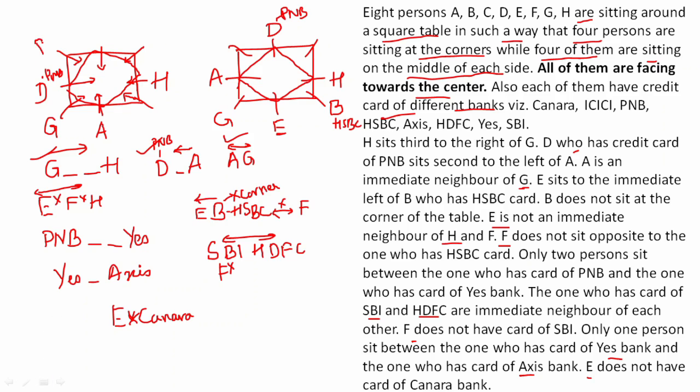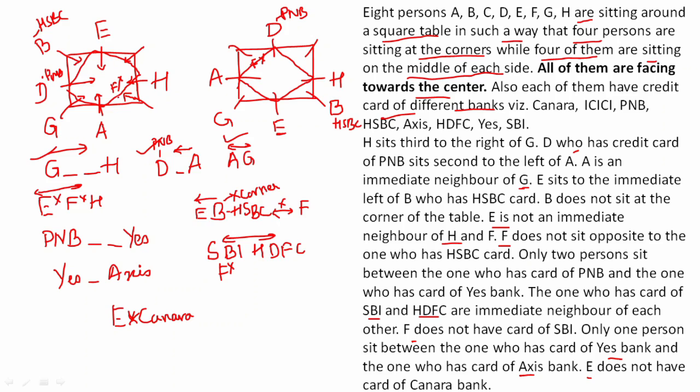So B I will put here. This is now the middle, and E will come here. B is having HSBC, and opposite to HSBC is not F. So F cannot come here, and here also F cannot come. Right, so now what else is there? D and A is over, EB is over, HSBC is over.